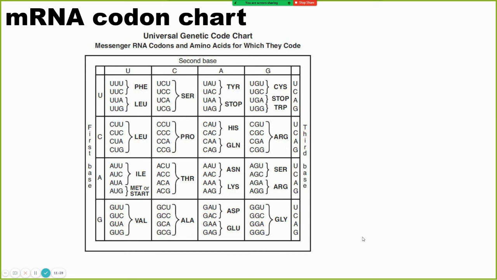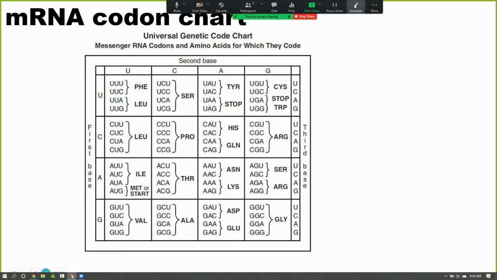You can use a chart to figure out what messenger RNA codons are a code for which amino acids. If you remember back to proteins, there are about 20 different amino acids. So the chart allows you to figure out which is a code for which. Let me show you how this chart works. Maybe I can annotate. Yeah. All right.